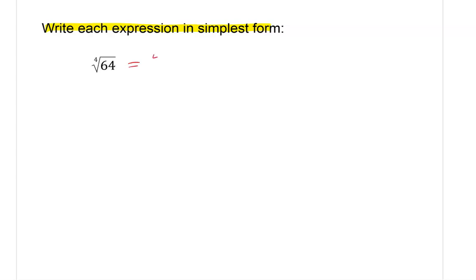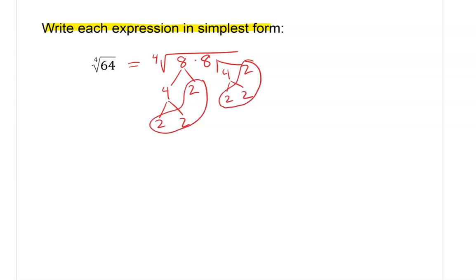So we might say, okay, 64, I can break into 8 and 8, and then that could go into 4 and 2, which goes into 2 and 2, and then this 8 can break into 4 and 2, and then that can go into 2 and 2. And so I actually have 6 factors of 2, right? 2 to the 6th power. So what I can do is think of that as 2 raised to the power of 6/4, if you will. And then that can reduce to 2 to the 3/2 power.